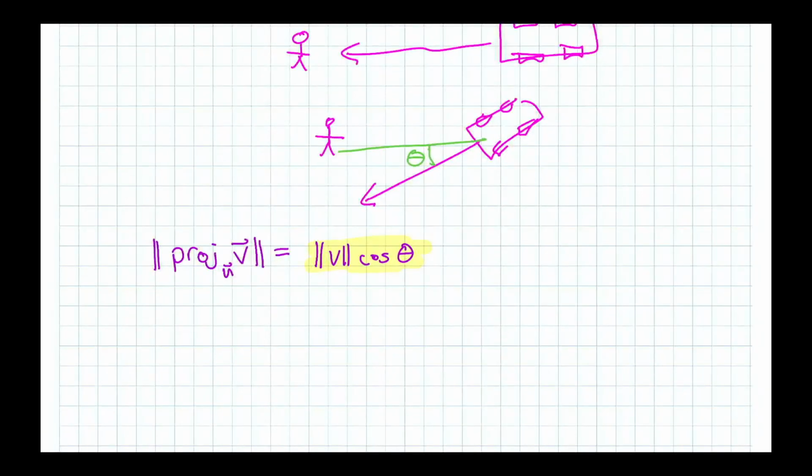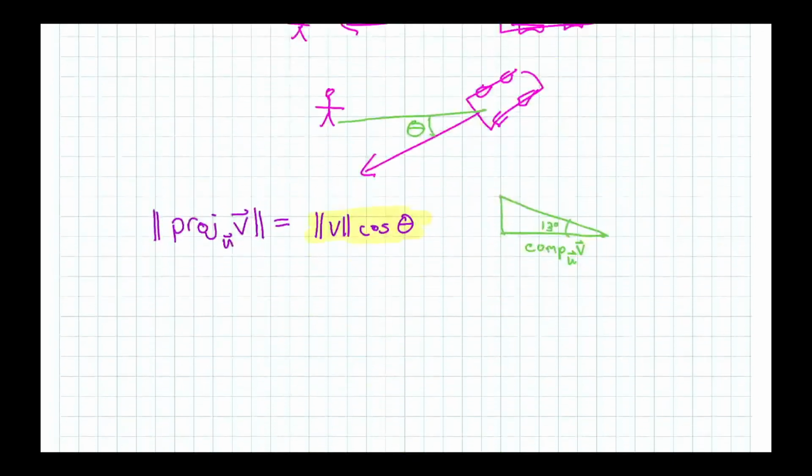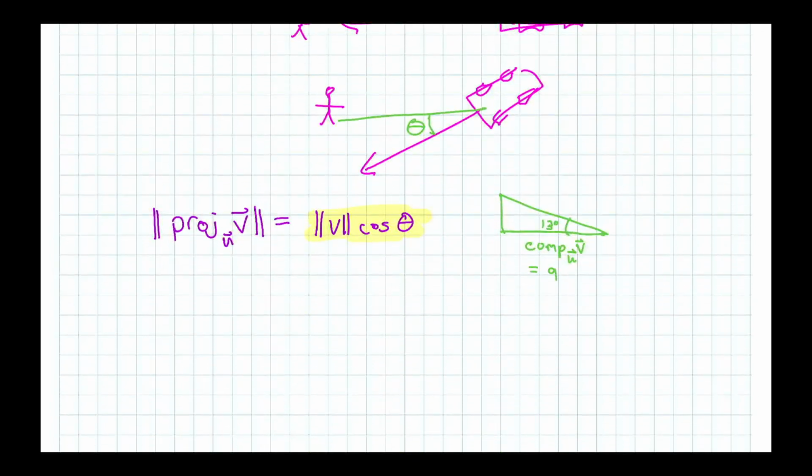And what we know here in the picture is that this is 13 degrees. That's supposed to be 13 degrees. I don't know, looks like 13 degrees. This is the component of v in the direction of u. That's right. And we also know that this is equal to 91 miles per hour. And what we want to know is this length. We have the v there, and we want to know its length.